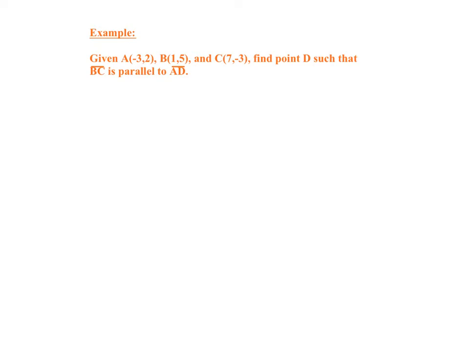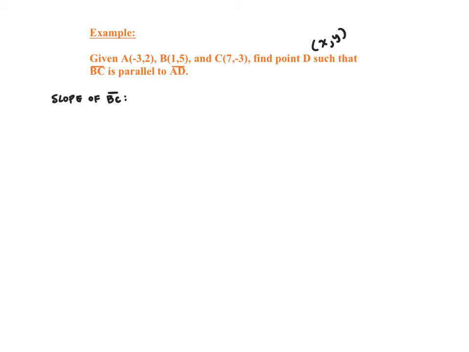All right, given that A is the point (-3, 2), B is the point (1, 5), and C is the point (7, -3), find a point D. We're going to find an x value and a y value such that BC is parallel to AD. Okay, so I want BC to be parallel to AD. Thus, I have to find the slope of BC first.